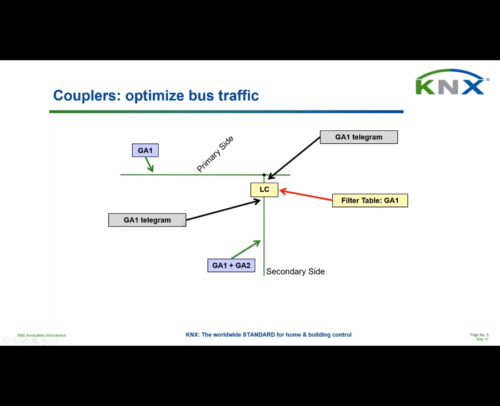secondary side, right? If, however, there would be a group address 2 telegram coming from the secondary side, then because of the filter table lacking group address 2, it means that it will stop here. It will not be copied into the primary side in this case. And that is actually the role of the couplers: to prevent telegrams from going around where they actually have no business or have no meaning.